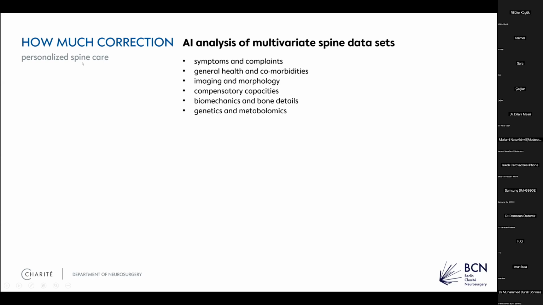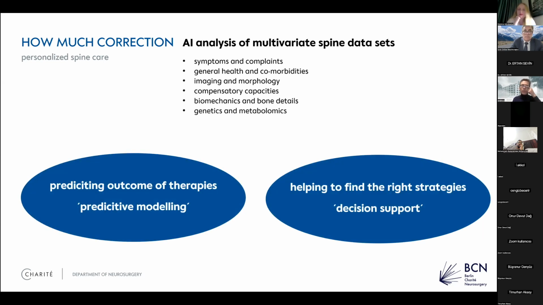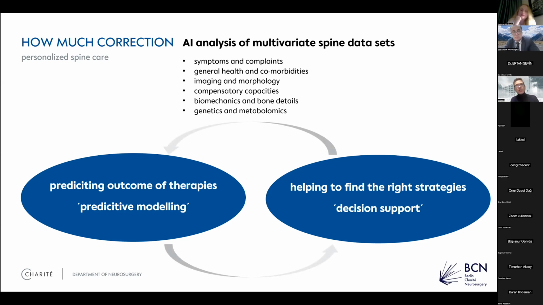So it would be really nice, in the context of personalized spine care, to better understand what we have to aim for, and artificial intelligence would be very nice to have for that. We would like to have ways to help us understand the outcome, but also help us define how much angle we have to correct, and maybe even what approach and what osteotomy we have to use. But this is still the future.